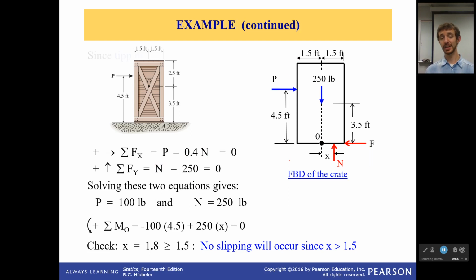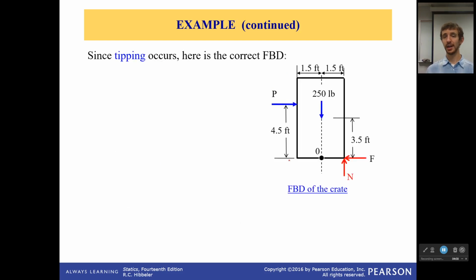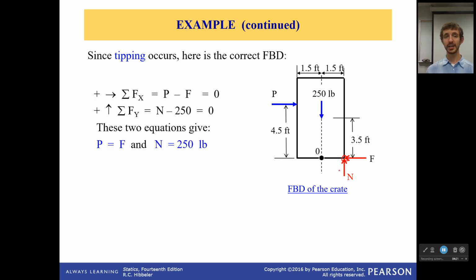So I retry everything. I'm going to recorrect my free body diagram. So my load here is still in the same place. My weight's in the same place. My normal force and friction are both applied at this bottom right corner. And then I can solve all my equations again. So normal force is still going to be 250 pounds. The load is going to be equal to the frictional force, which is like, ooh, how am I going to solve for that? Well, let's look and see.